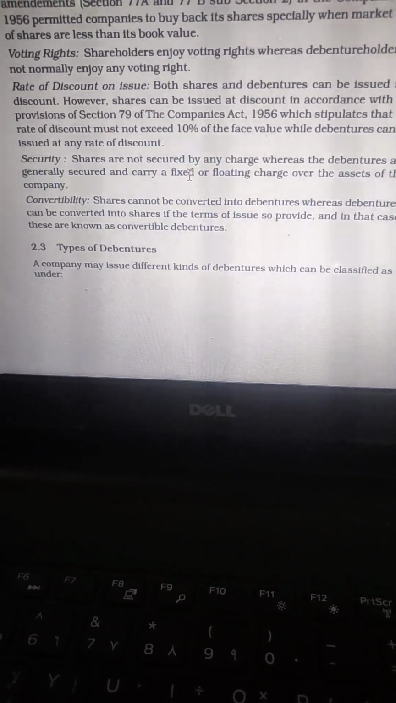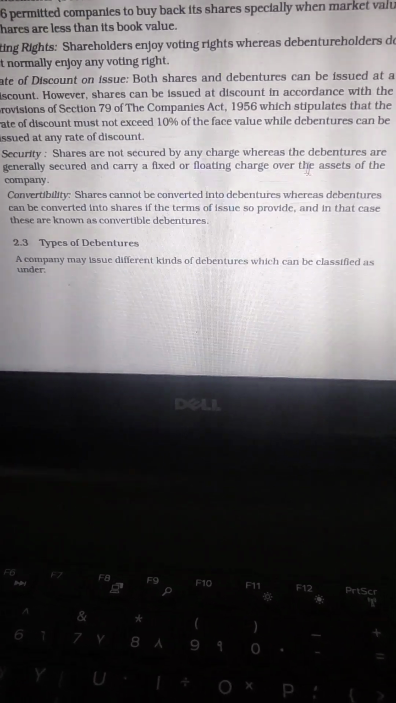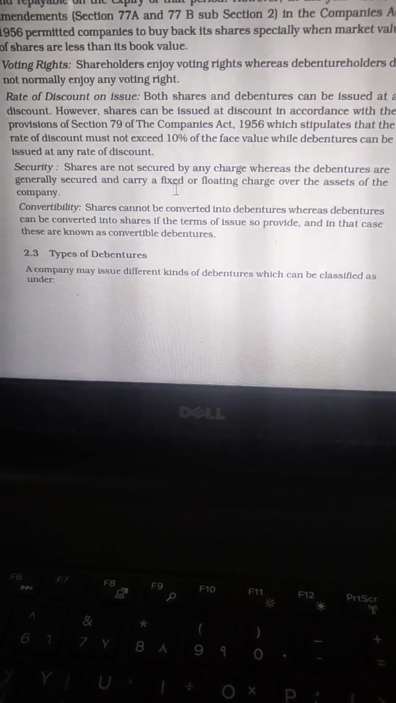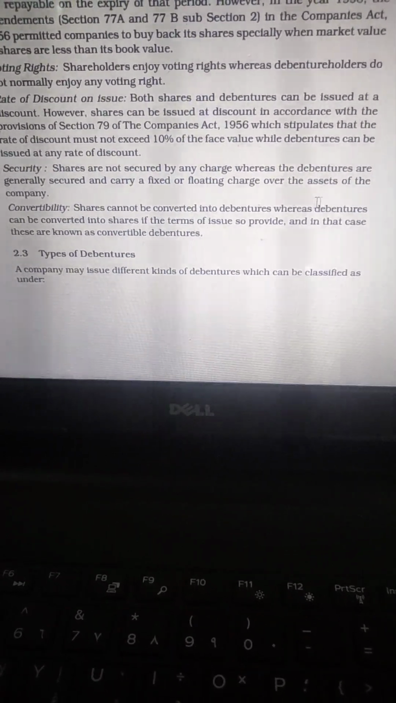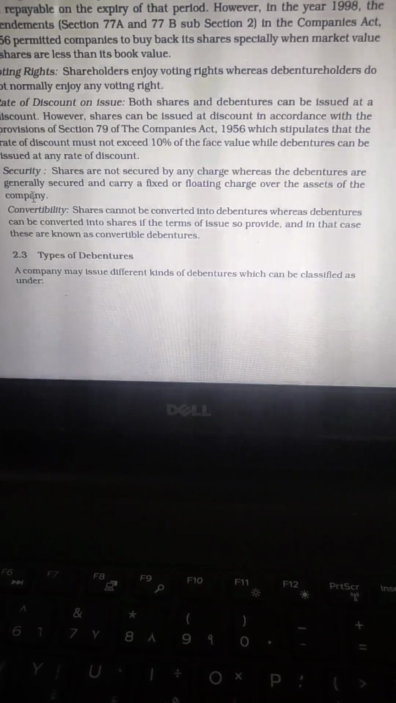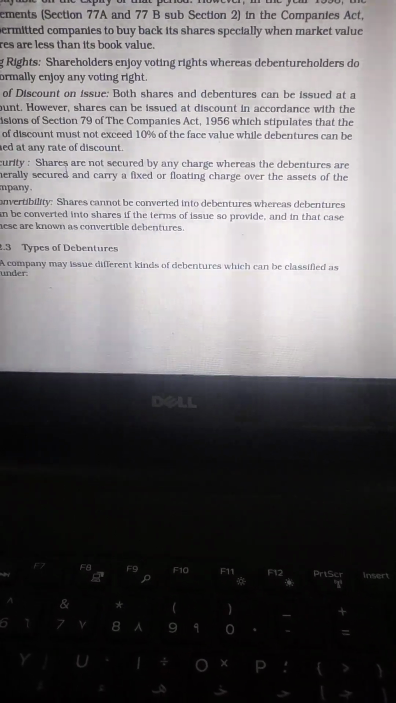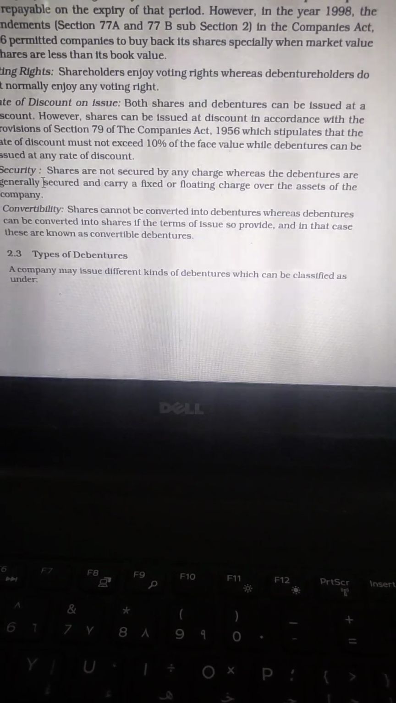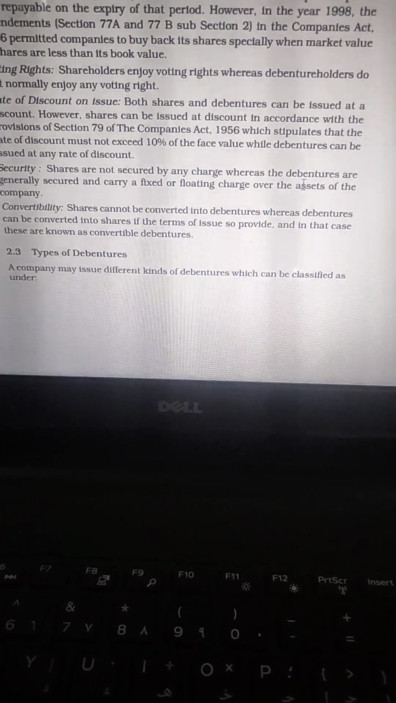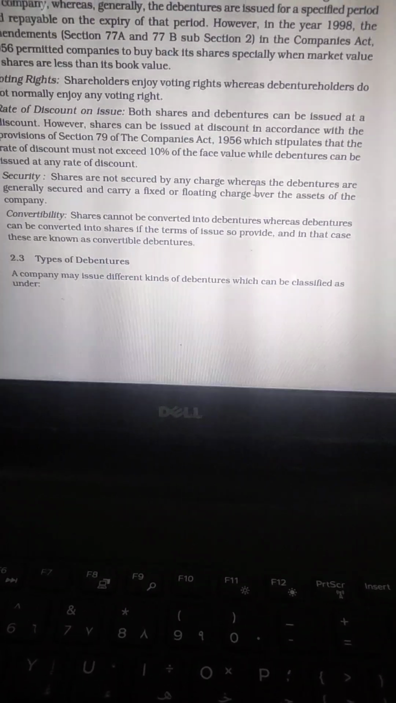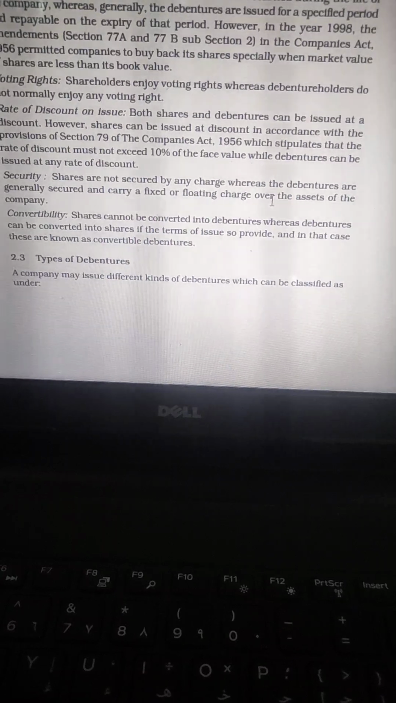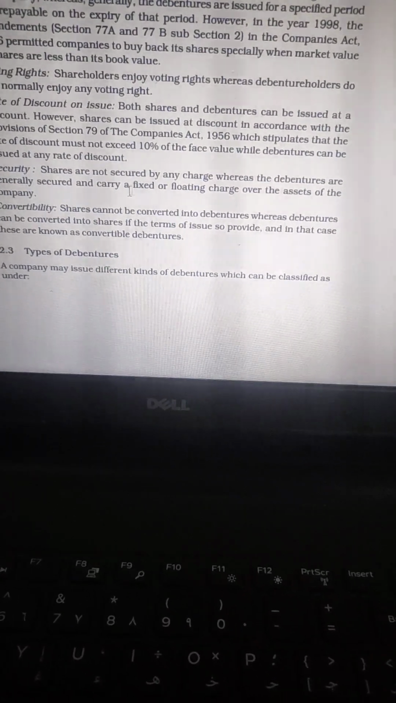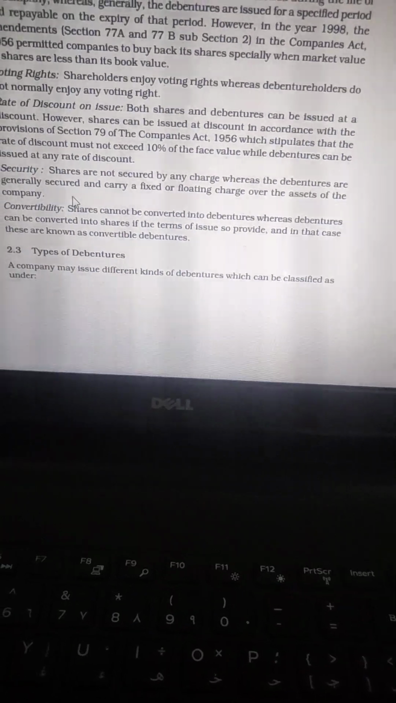Security: shares are not secured by any charge, whereas debentures are generally secured and carry a fixed or floating charge over the assets of the company. There is no security on shares, but debentures carry a security. We can say that if the repayment of debentures is not made on the specified date, we can get the amount from the company's assets. That amount is secured by either a fixed or a floating charge.